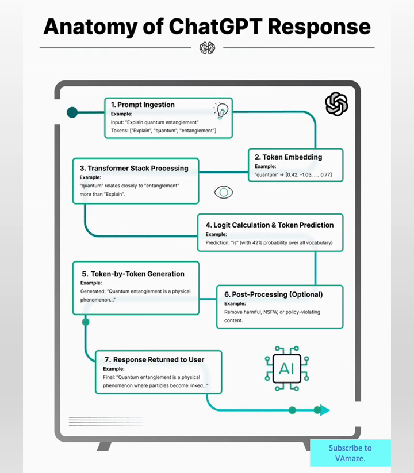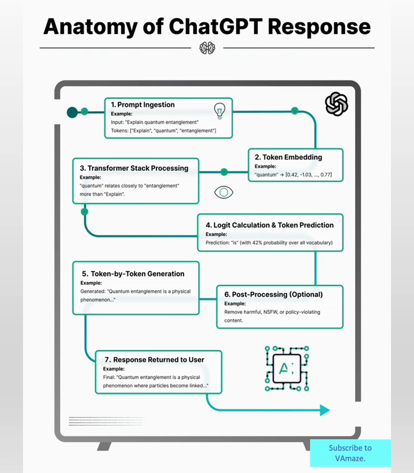Stage 4. Logic calculation and token prediction, the decision point. This stage represents the AI's decision-making process for generating the next token in its response. The system calculates probabilities for every possible token in its vocabulary, determining which word or symbol should come next in the response.